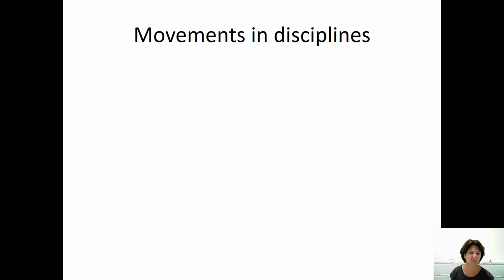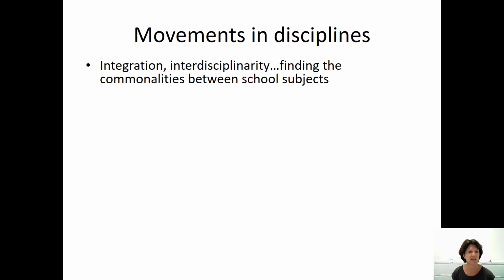And we need to keep in mind too that, as we saw, we've had changes in the way literacy has been understood. There are movements in the way disciplines actually understand their own knowledge base, and we've probably had this move between, or we looked at integration and interdisciplinary understandings, where we're looking for commonalities between subjects, and this is sometimes seen as breaking down barriers. Assuming there were barriers there in the first place, that we find the commonalities.